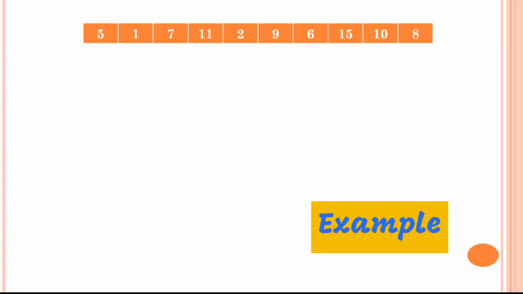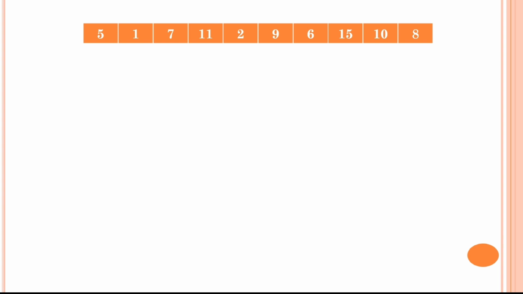As an example, we will take a list of 10 numbers here. We need to keep in mind that if there are n numbers, then there will be n-1 passes. So if we consider a list of 10 elements, then there will be 10 minus 1 equal to 9 passes.